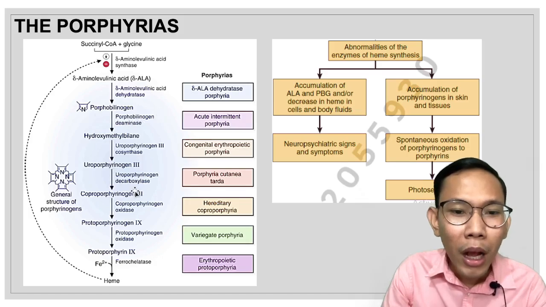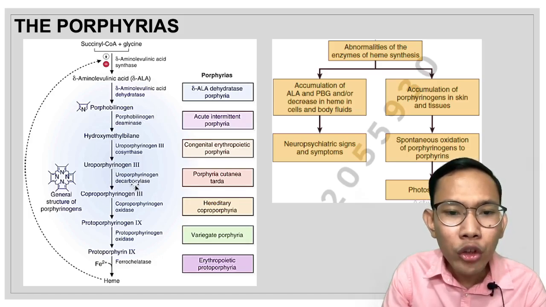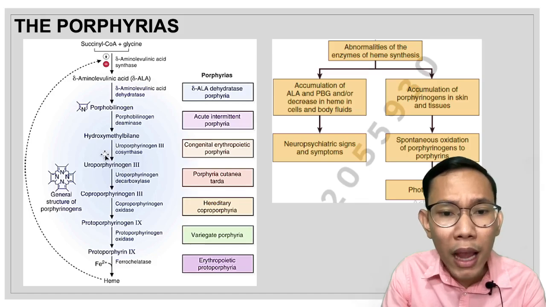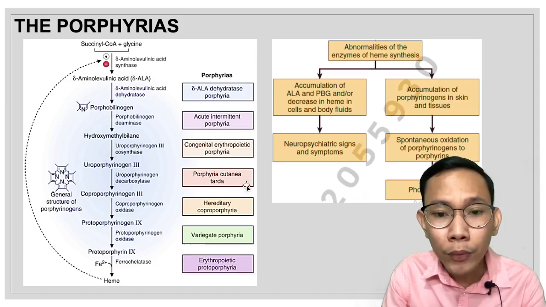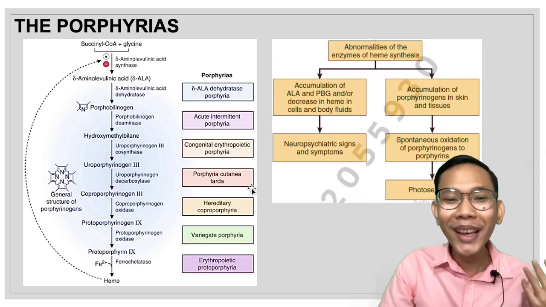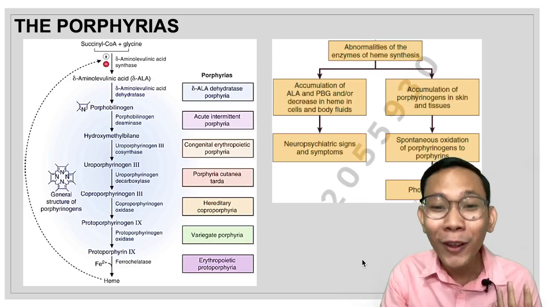For example, wala siyang uroporphyrinogen decarboxylase or merong drugs na nag-inactivate nito. So therefore, anong sakit to? That's gonna be your porphyria cutanea tarda. No, I don't want you to memorize that. It's very, very technical on your part. Gusto ko lang yung concept lang, no?